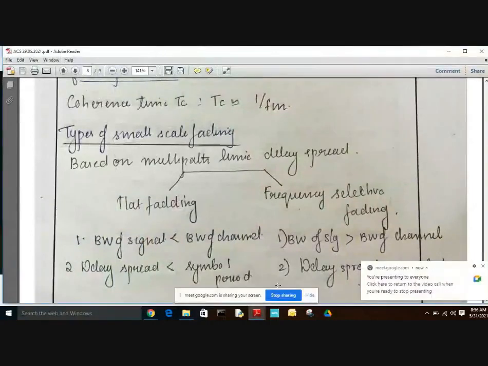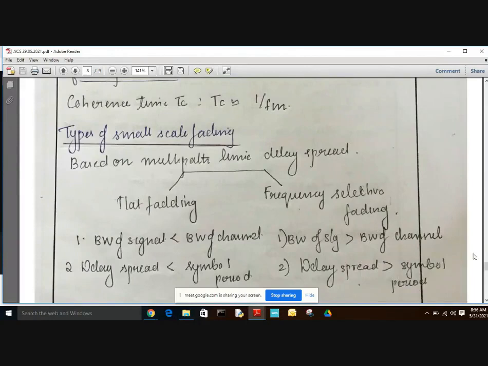These are the types of small scale fading, and based on this multi-path time delay spread, we have two categories, that is flat fading and frequency selective fading. In flat fading, the bandwidth of the signal is less than the bandwidth of the channel, and in frequency selective fading, the bandwidth of the signal is greater than the bandwidth of the channel. And here the delay spread in the case of flat fading is less than the symbol period, and in the case of frequency selective fading, the delay spread is greater than the symbol period.